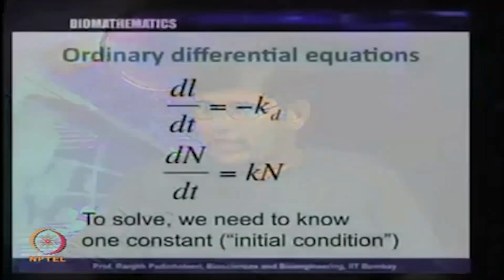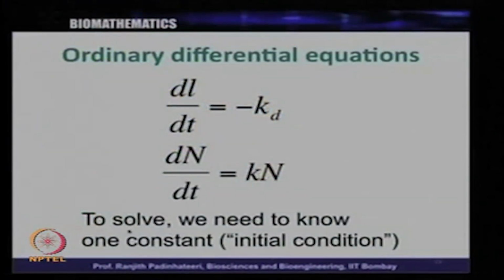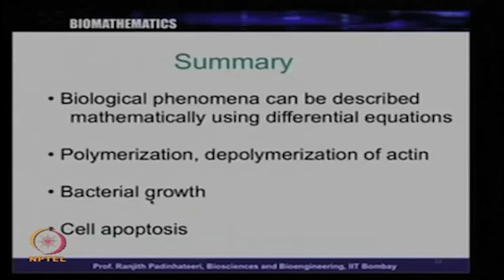So, basically what we found is that to solve this equation, as we see here in the slide again, we need to have one constant, the C thing, and that we call initial condition, because since it is involving time, this is always at time equal to 0. If we know this, we know the solution. So, what we call it is initial condition. At the beginning of the experiment, how many numbers are there, or what is the length, by knowing that we can solve this. So, let us summarize what we saw.